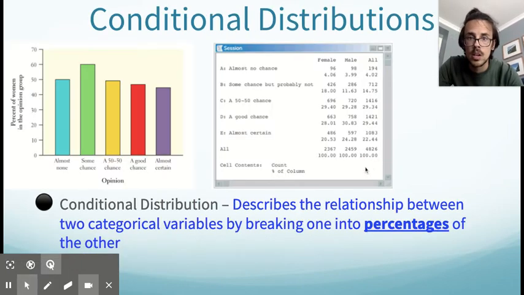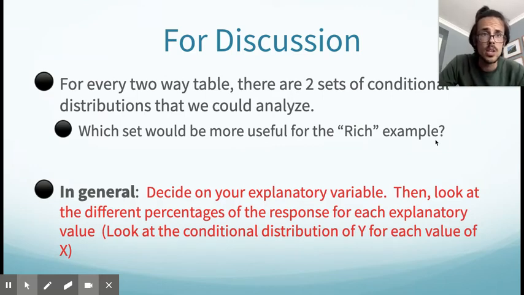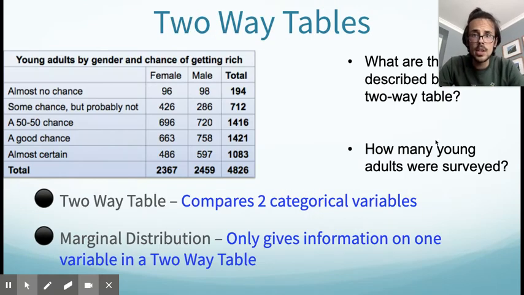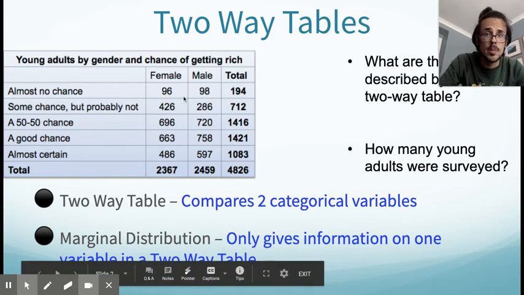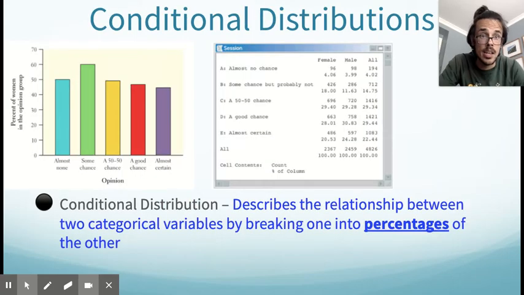So let me go ahead to this slide right here. There are two sets of conditional distributions you can use for any problem. In the one I just finished, I broke it up this way. I did my female group, I did my male group, and I broke the percentages down like that. I also could have broken my percentages this way, though. And I could have looked at almost no chance and looked at the percent that were females and males. So I could have gone in this direction instead.